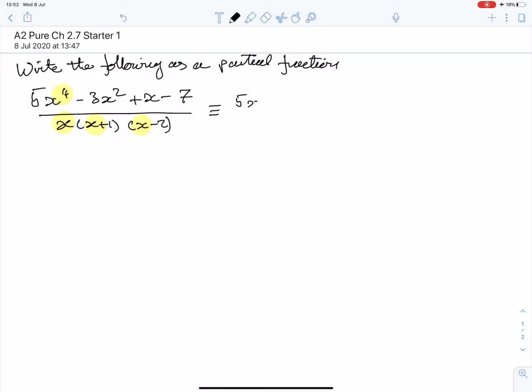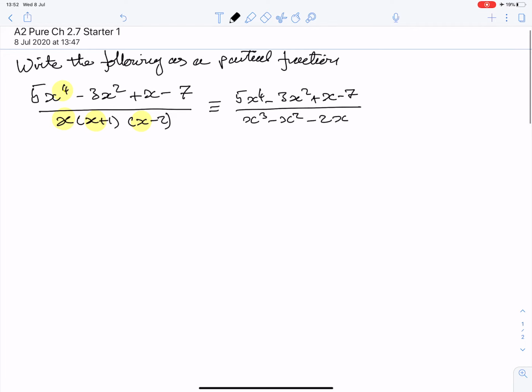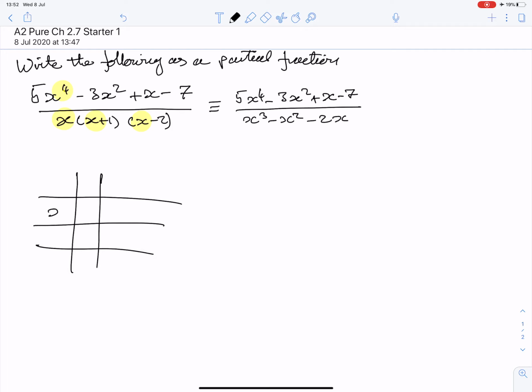So we get 5x to the 4 minus 3x squared plus x minus 7 divided by, you can use a grid if you need to, x plus 1 times x minus 2 is x squared minus x minus 2. Multiply it by x, so we get x cubed minus x squared minus 2x. So doing the long division using our grid approach, we're dividing by x cubed minus x squared minus 2x.